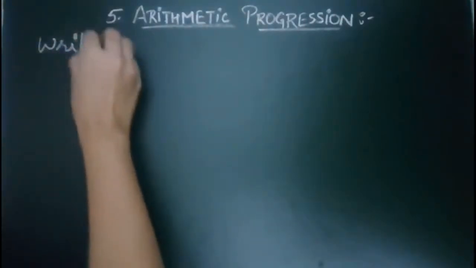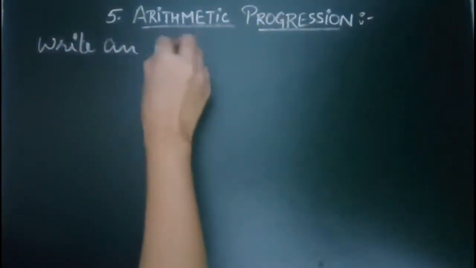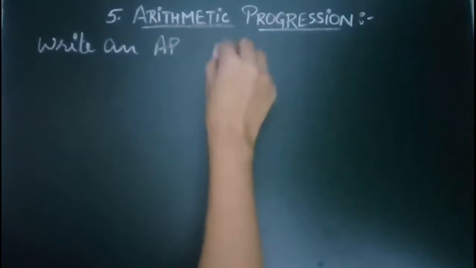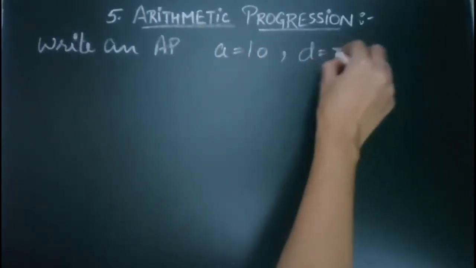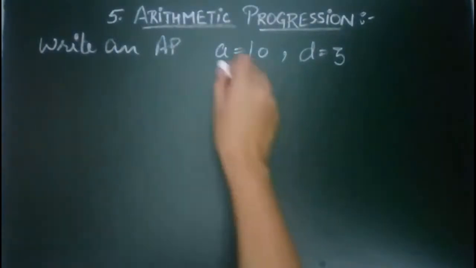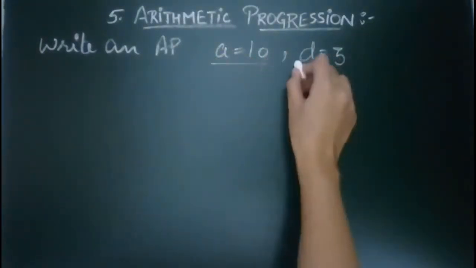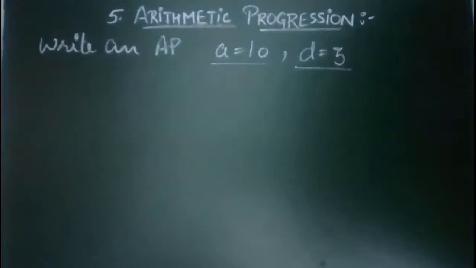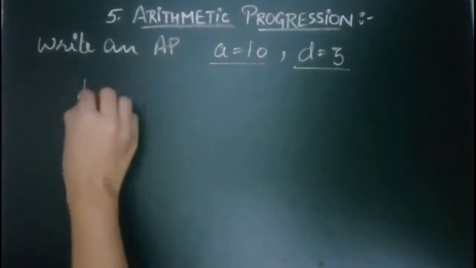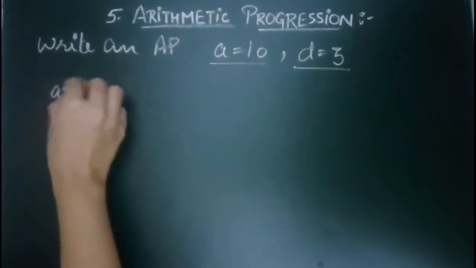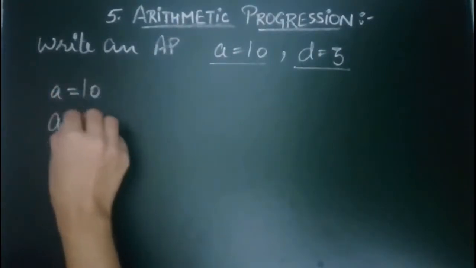Write an AP whose first term is 10 and the common difference is 3. It is given that the first term of an AP is 10 and the common difference is 3. So we have to form an AP. The first term is 10, that is A. The second will be A plus D.